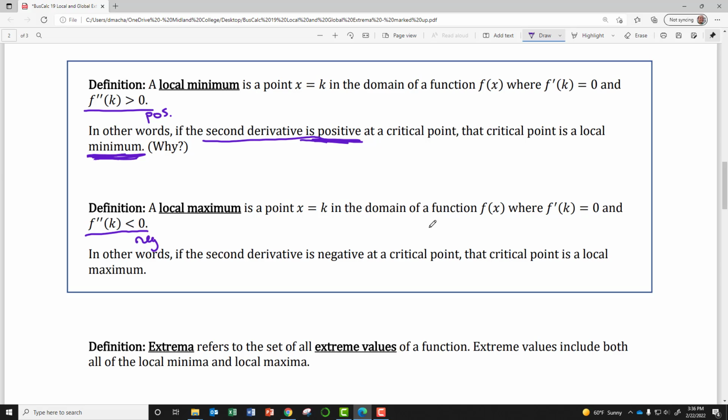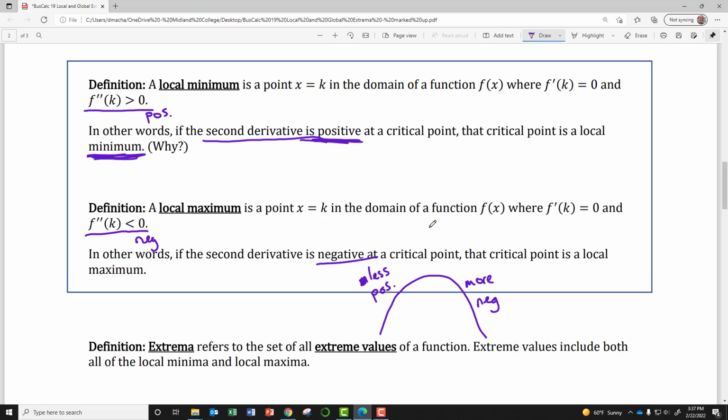In other words, if the second derivative is negative at a critical point, then we know that critical point is a local maximum. And why, for a local maximum, would we say the second derivative has to be negative? Well, if the first derivative is like the slope or the steepness of this curve, you notice at first the slope of the curve is becoming less positive, and then in the end the slope is becoming more negative, you might say.